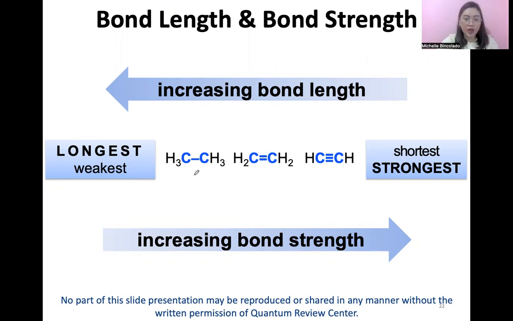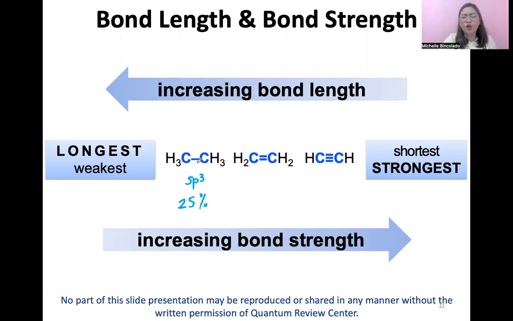Let's write it down. For ethane, let's recall our lesson earlier. It is sp3 hybridized, so let's compute the percent s character. One s and three p, so over 4, only one is s. That means this is 1/4 or 25% s character.